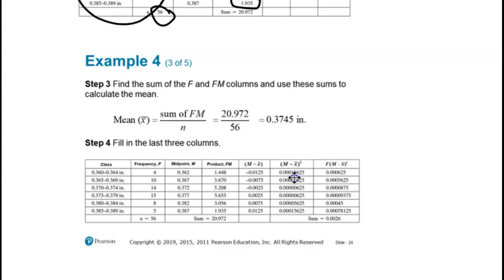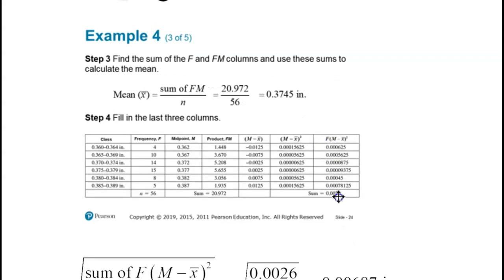And you're going to take these numbers and multiply them by the frequency. Just look at what it says up here, and it's going to tell you what the next step is. After you get the midpoint minus the mean, the next thing it says is to square that. Then the next thing says that you're going to multiply the frequency times this number right here. After you do that, you get this set of numbers right here.